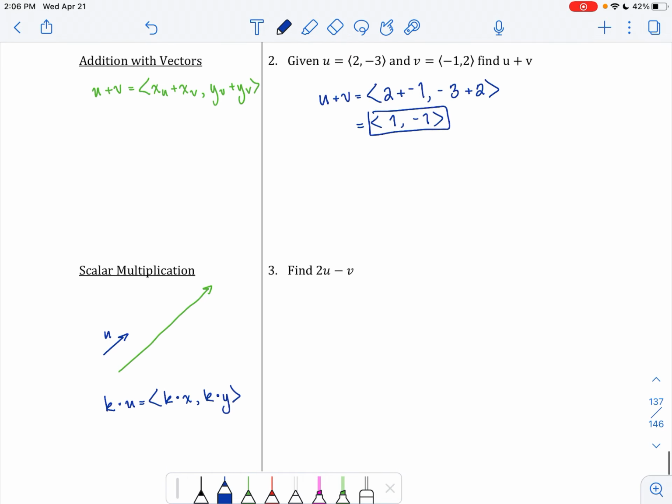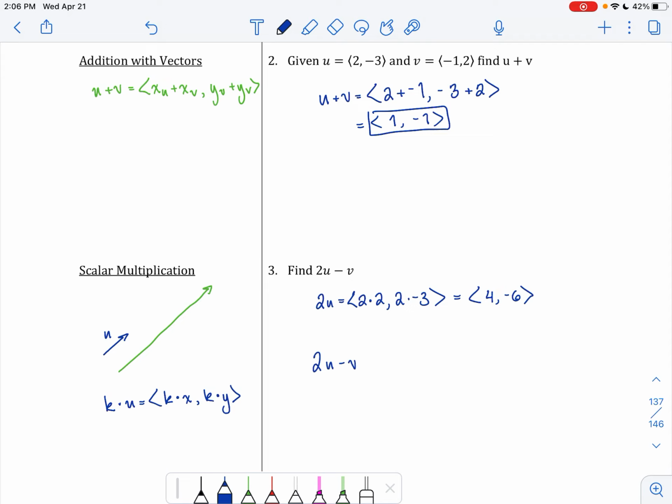So in this case, 2u minus v. Order of operations still applies to vectors, so we want to do our multiplication first. So we'll start with 2u, which is equal to 2 times 2, 2 times -3, just multiplying our components by 2. So we end up with 4, -6, and then we're subtracting, and if this is how addition works, subtraction works exactly the way you think it should.